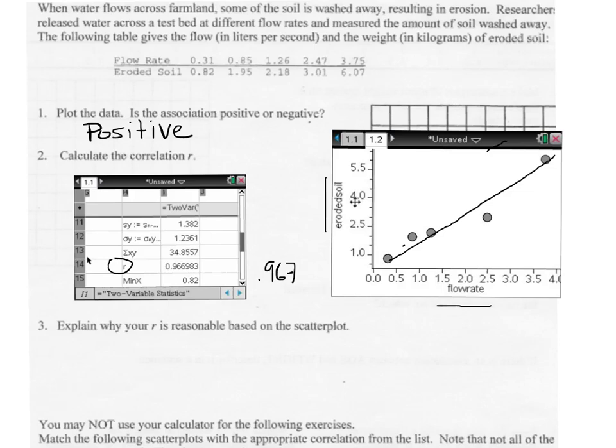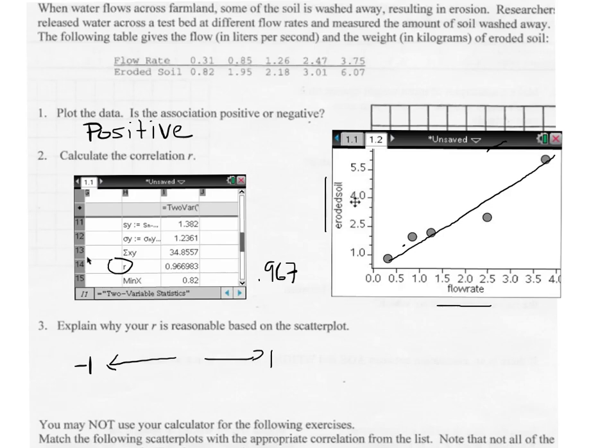Now we need to explain why your R is reasonable based on the scatter plot. If we remember in class, the closer you are to -1 or 1, the closer you are to being completely linear in correlation. If you look at our graph, the data points are pretty close to forming a straight line, so 0.967 is pretty close to 1. It is a positive correlation, so it's positive 1. So it is very reasonable based on our scatter plot that our correlation is 0.967.